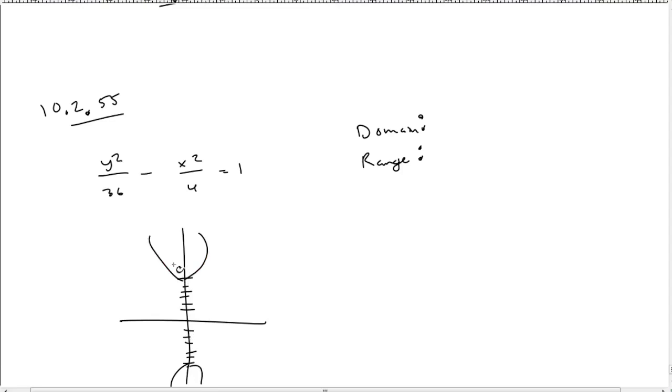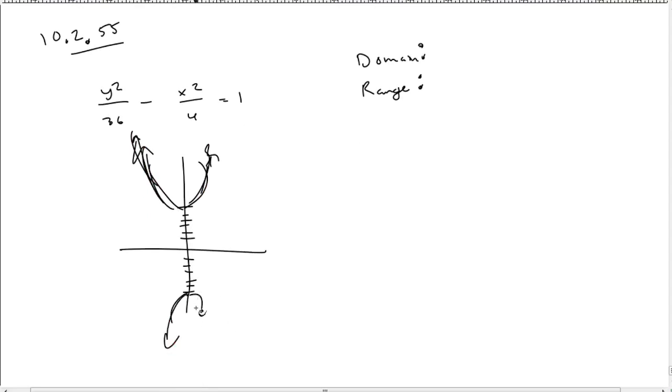So what's my domain? Well, these guys are going to keep going forever, not just up, but also to the side. I mean, kind of like parabolas, kind of. And so your domain is going to be negative infinity to positive infinity. You're done. So that's a good thing.